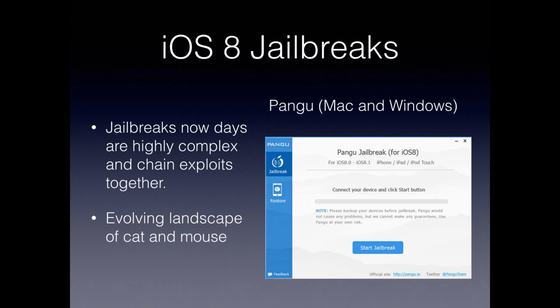Pingu is an example of a current, albeit now useless since it was patched, jailbreak for iOS 8. This particular jailbreak used 4 CVEs chained together. This demonstrates that the complexity of jailbreaks is increasing as the cat and mouse games of Apple versus the jailbreak scene continues. If you want more detailed technical information about how this exploit works, please feel free to ask me during the question and answer session.